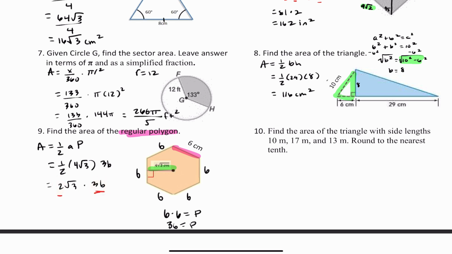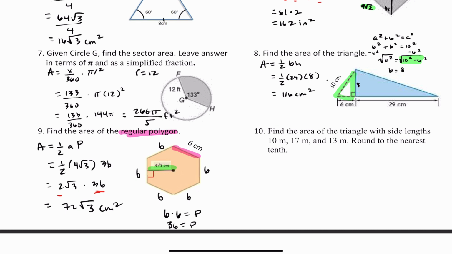Do not multiply it with the square root of 3 and make it look like it's 36 times 3. Don't do that. You're going to slap on the square root of 3 at the end, okay? So 2 times 36, that's just going to be 72. Then you slap on the root 3, and that is going to be your answer. But don't forget, we always want to include our units, so that will be centimeters squared, okay? So that'll be number 9.